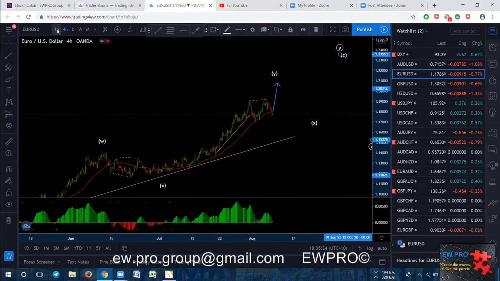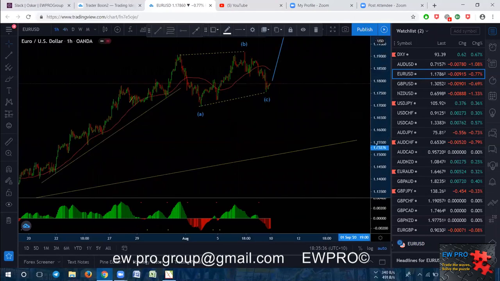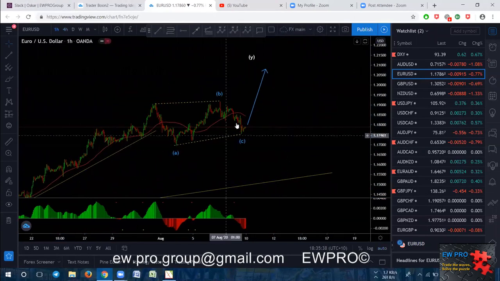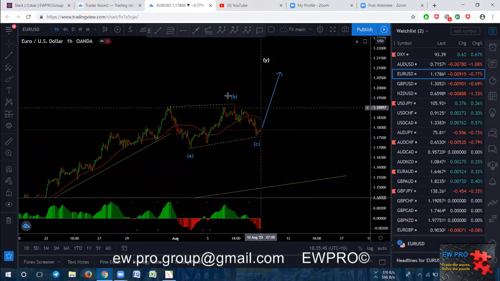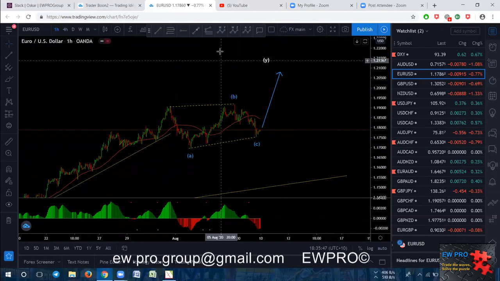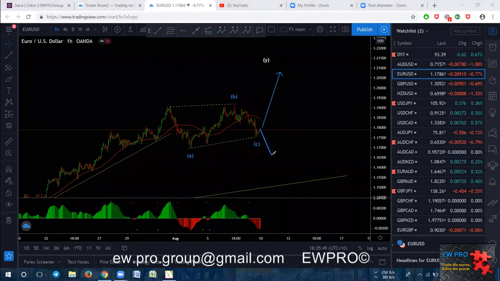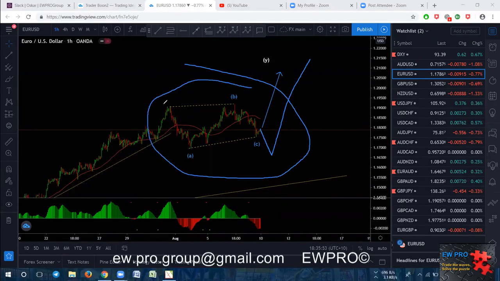So if we have a look on the H1, we've just got an ABC down, ABC as a running flat at the moment. So it may go down and break this low for an expanding flat, and then more upside. But I am looking at this as a correction because price has only just broken the top. So I'm not looking at it as motive or as impulsive.